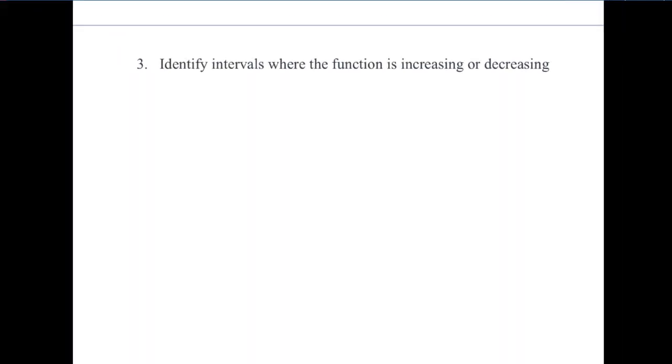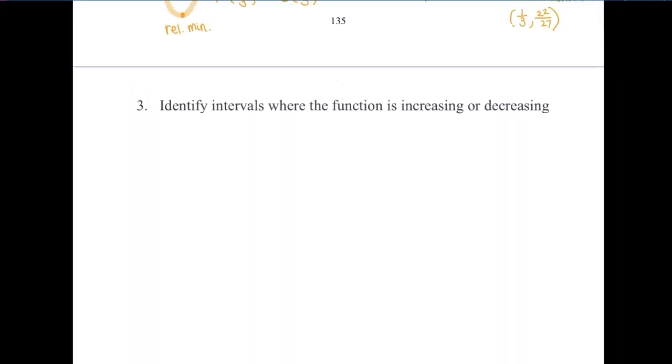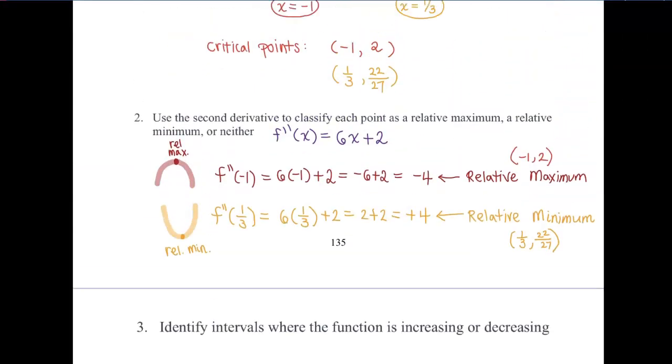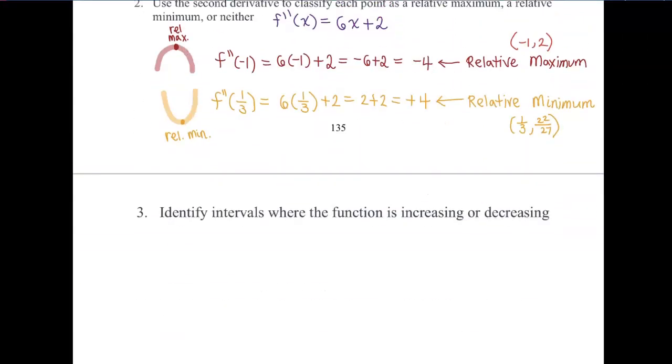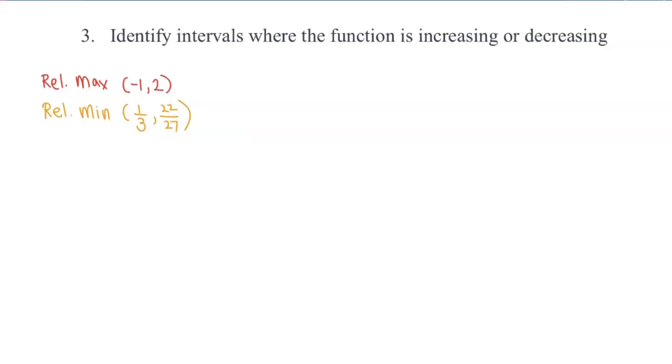Number 3 is about identifying intervals where the function is increasing or decreasing. I'm going to write those clues that we found already. We have a relative maximum at -1, 2, and a relative minimum at 1/3, 22/27. That's all I need to identify intervals where the function is increasing or decreasing.